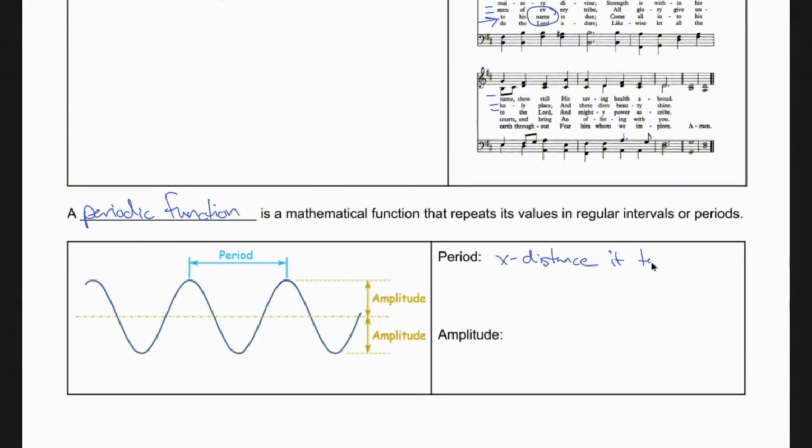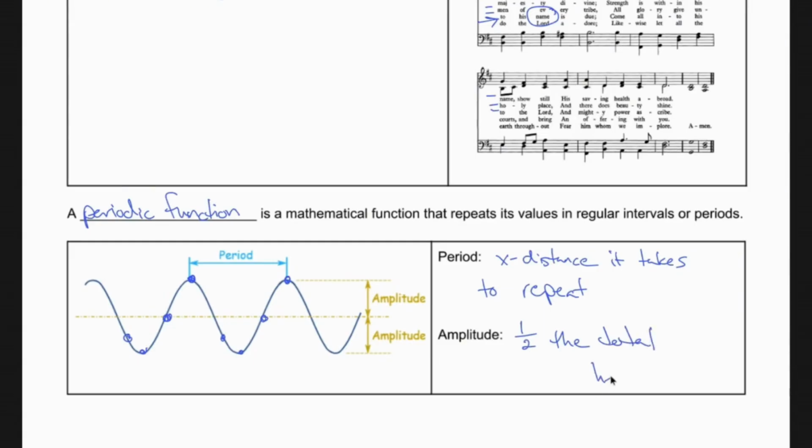Now the period is the x distance it takes to repeat. So it doesn't matter where you decide to repeat it. Sometimes it's easier to go at the tippy tops of these periodic functions, and you can measure your period out that way. It doesn't really matter. You can go in the middle here and do the same thing. You can go at the bottom here and do the same thing. You can go at a random spot right here and do the same thing. You'll get the same period every single time. The amplitude is half the total height.